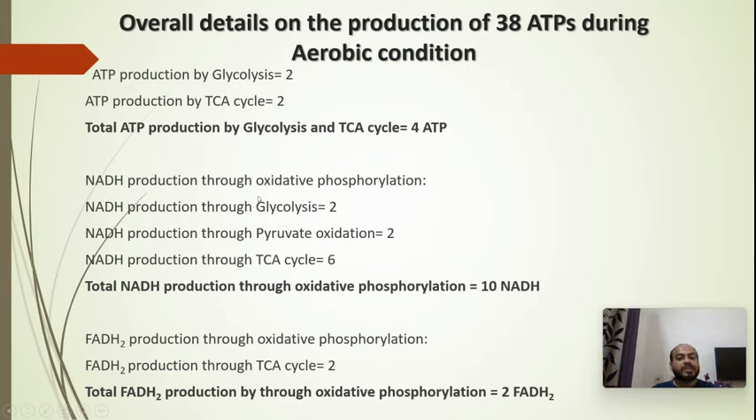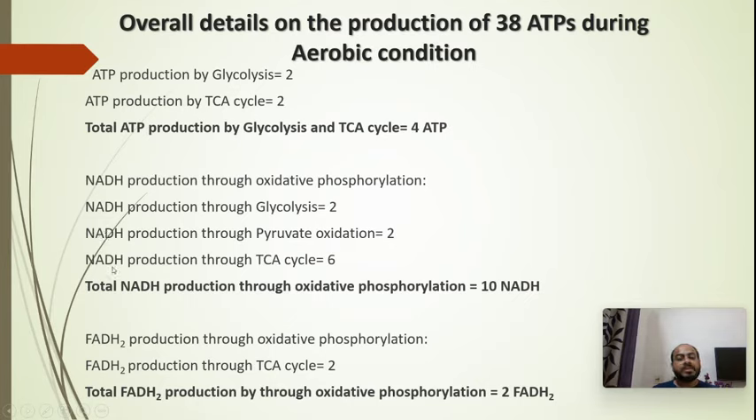NADH production through oxidative phosphorylation. NADH production through glycolysis: how many NADH are produced during glycolysis? 2 NADH are produced during glycolysis. Then NADH production through pyruvate oxidation. If we recall, in the presence of oxygen, during glycolysis, glucose is converted to pyruvate, and pyruvate is oxidized into acetyl CoA, which is the start of the TCA cycle. There, NADH is produced. That's why NADH produced through pyruvate oxidation is equal to 2.